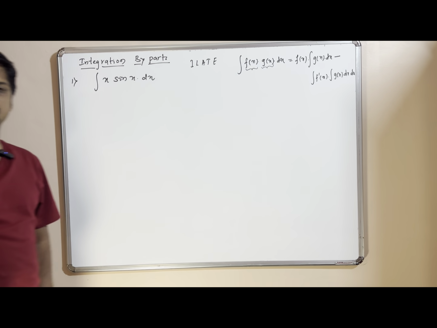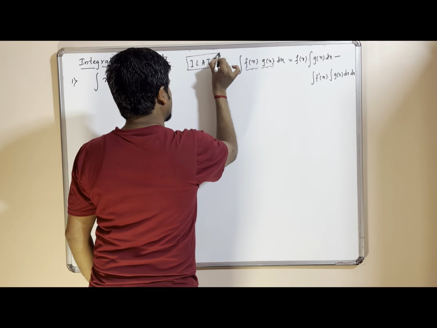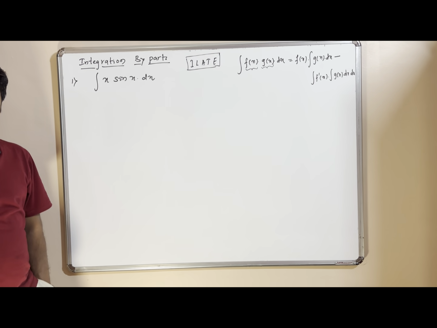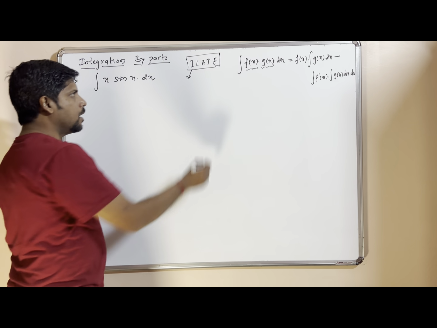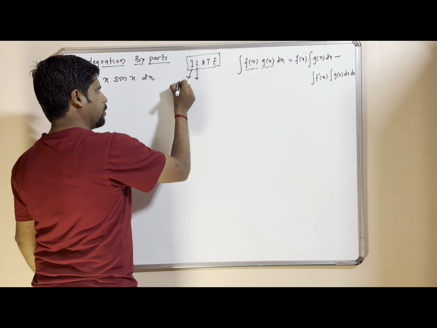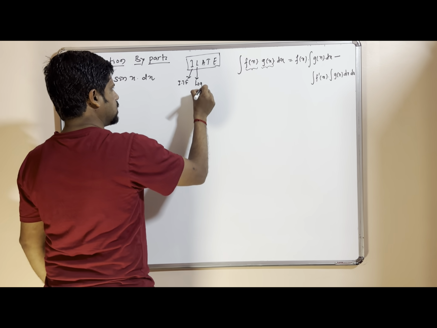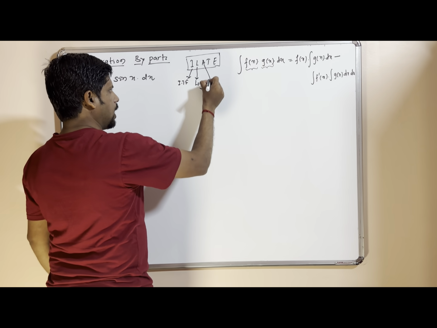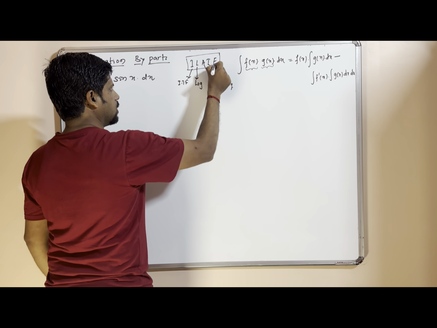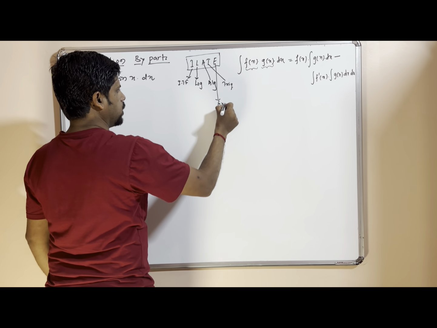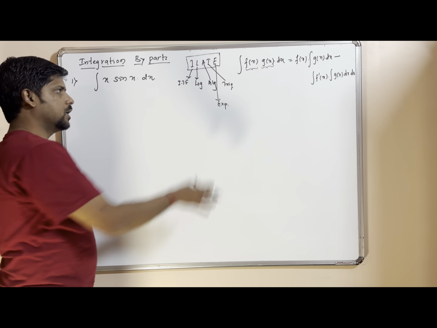To apply this formula, we have to decide what is f of x and what we have to consider as g of x in these two functions. For that we need them in this form. So the highlight rule: I means inverse trigonometric functions, L means logarithm functions, then algebraic functions, trigonometric functions, and exponential functions. We have to arrange the given functions in this order.